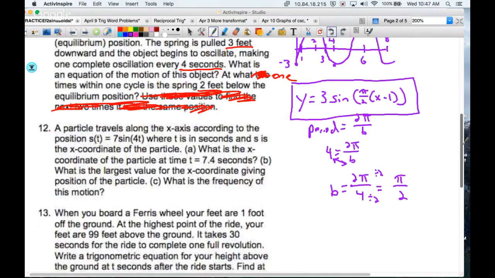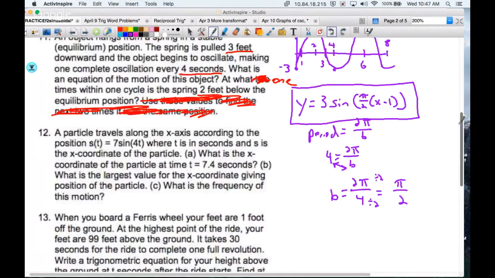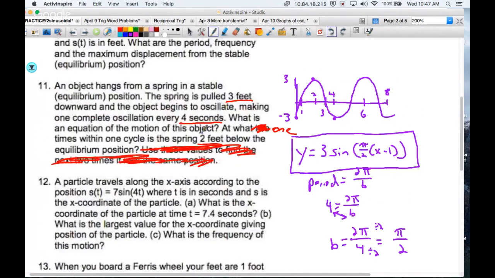Let's take a look at number 12 now. A particle travels along the x-axis to the position s of t equals 7 sine of 4t, where t is in seconds and s is the x-coordinate of the particle. What is the x-coordinate of the particle at time t equals 7.1 seconds? So just remember that we forgot to actually answer this second part of this equation. We'll come back in just a second.